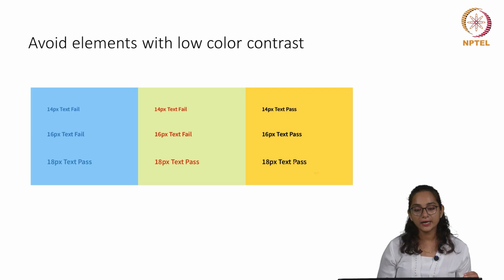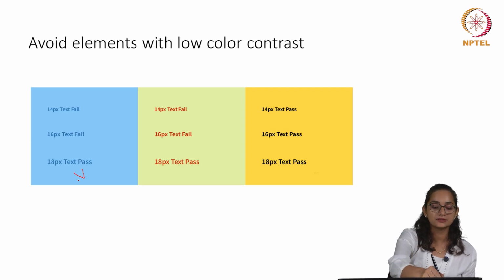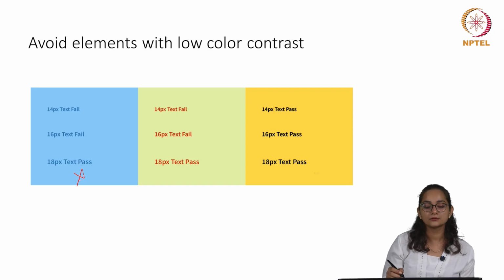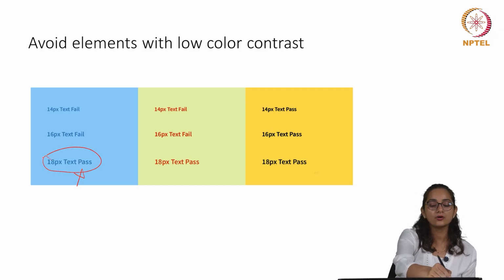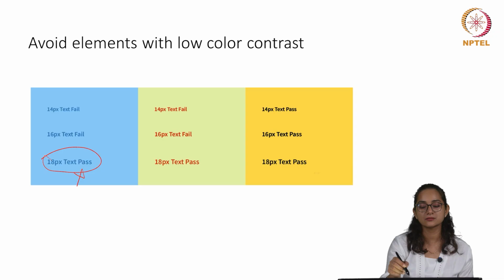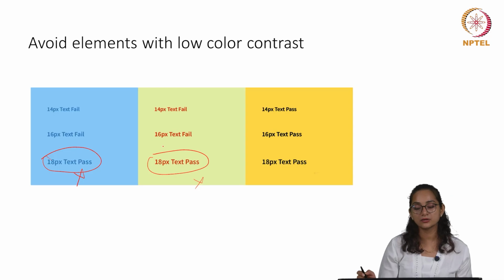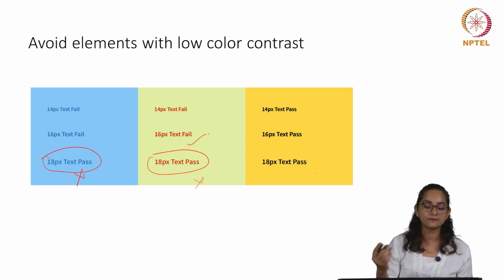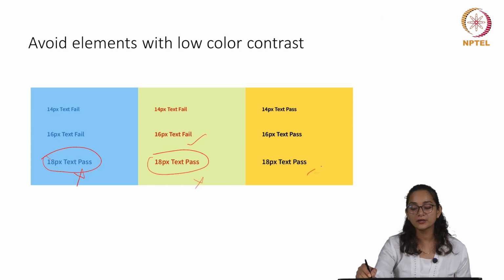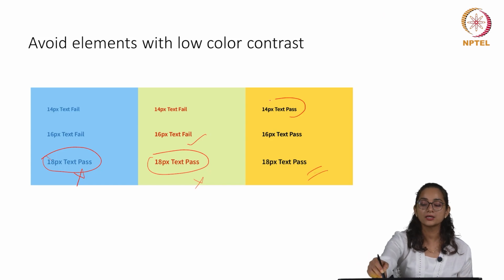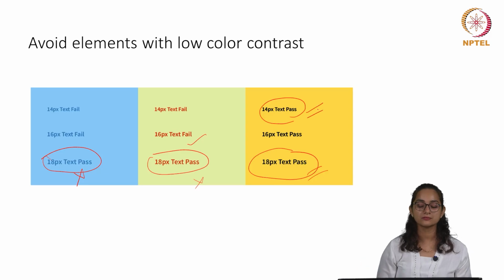So, avoiding elements with low color contrast, I think that we have already discussed. This is too low. Maybe with a bigger font it will pass, but otherwise no. So, this is too low. Again, a bigger size may pass, otherwise the contrast will not pass. It will feel like it is vibrating. But if the contrast is high, you can keep smaller text as well as bigger text, and both will pass.